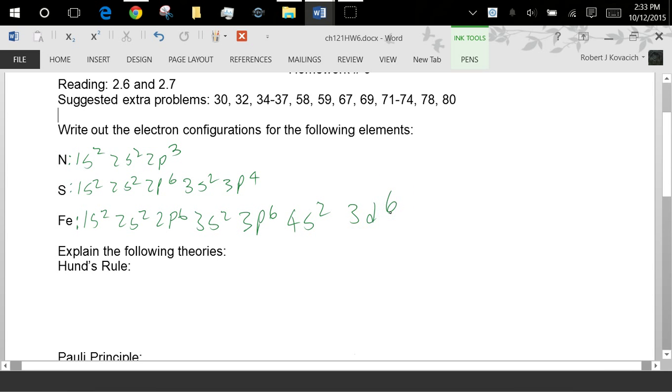Excellent. So we'll have a summation for the electrons, and then we'll have the 3d6. So I know it's in the fourth row, but that's the d block, and so that's 3d. And so move over 6 spaces and you find yourself at iron. Okay.